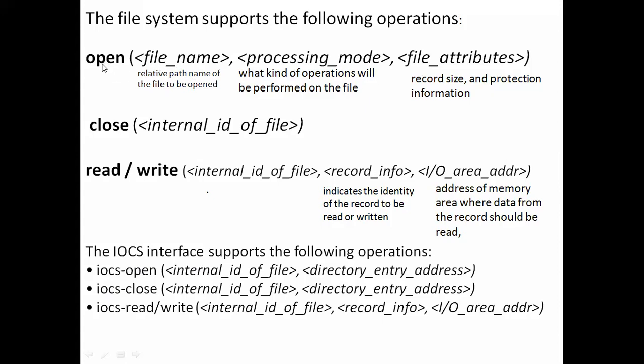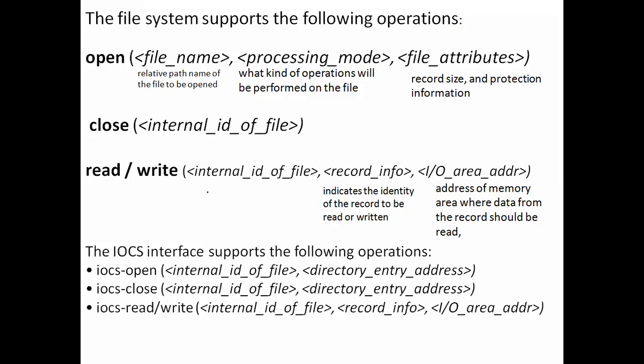For example, if I take the open system call, you have the word OPEN followed by the file name. The second field is the processing mode, which indicates what kind of operations will be performed on the file. The third field is the file attributes, meaning all the file characteristics, for example the size of the record, the size of the file, and the protection information, etc. So we have this particular syntax to be followed for the file operations, namely open, close, and read write operations.